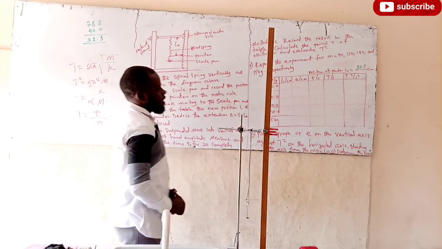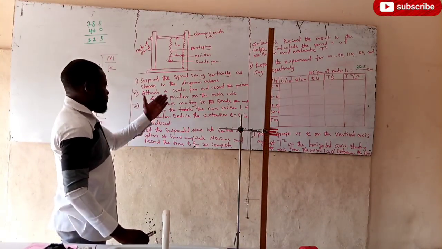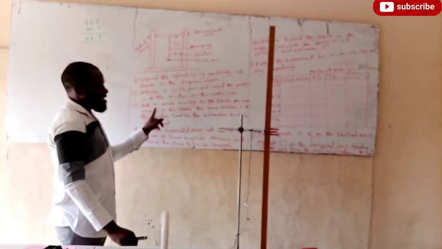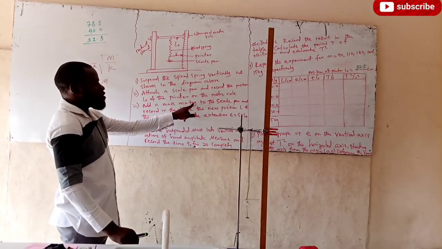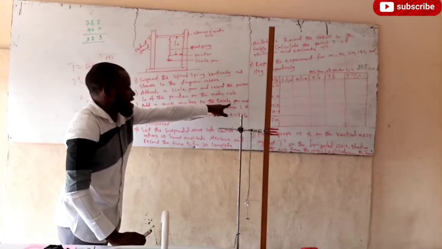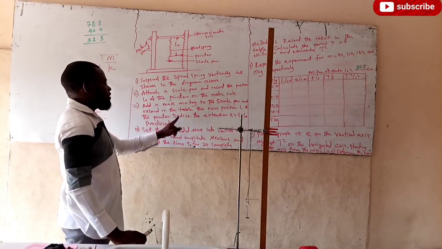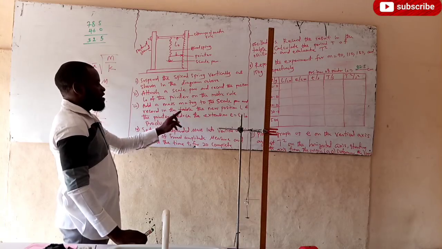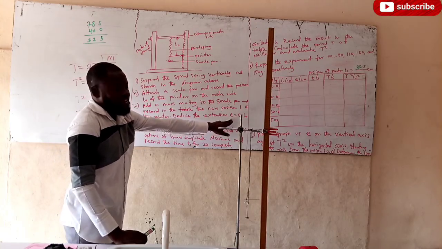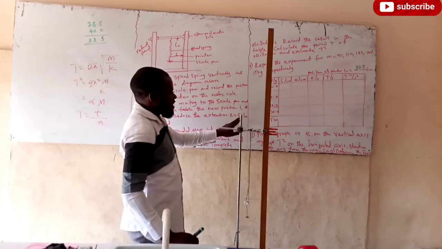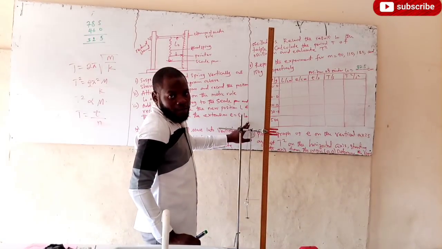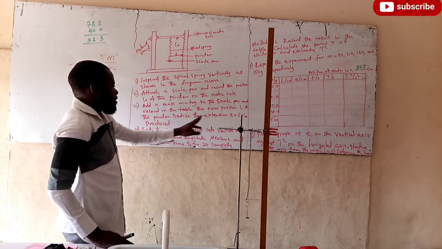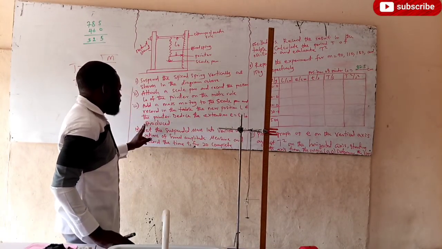So what's the next thing? I already recorded what they asked me to record. Now, question 3 states, add a mass M equals 70 grams to the scale pan and record in the table the new position L of the pointer. Deduce the extension E equals L minus L naught.